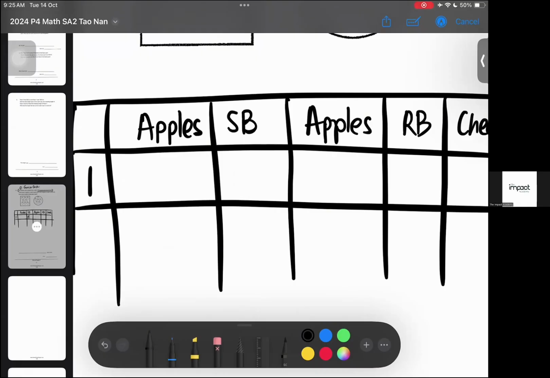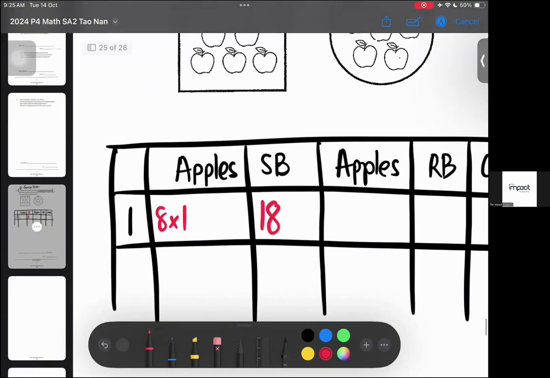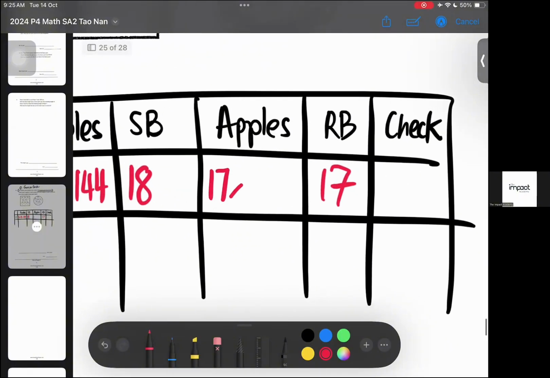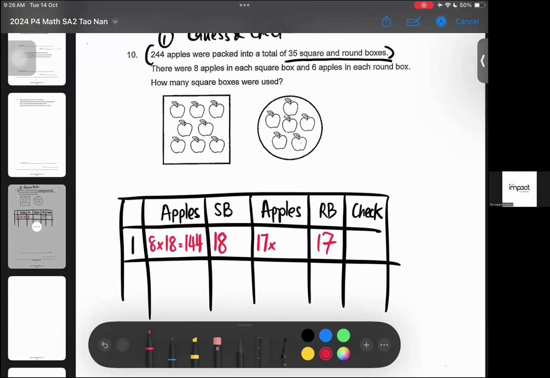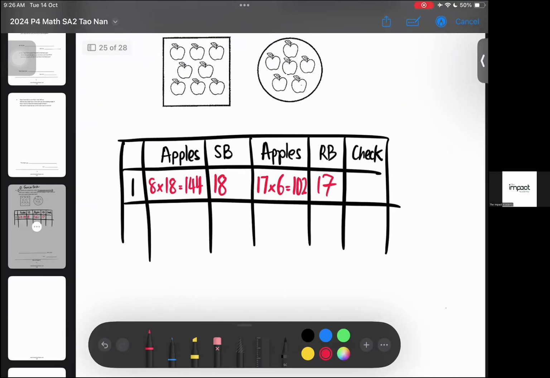If I have 18 square boxes, there are 8 apples in each, so 8 times 18. Are you understanding? You get to 144. If there are 18 square boxes, then how many round boxes are there? We will have 17. Then 17 times 6 for the round boxes, which equals 102. Make sense? Then when you add them up together, you get to 246.